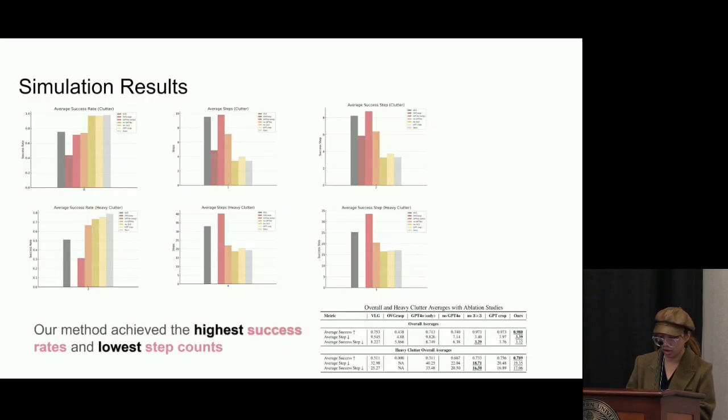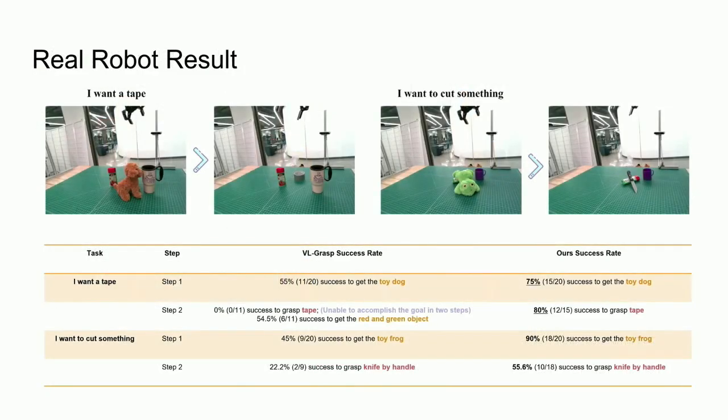And here are our results. Although our method is super simple, the results are pretty good. It's super efficient. We could achieve a 98% success rate, and also in the heavy clutter, we can handle this. And here is the real robot result.